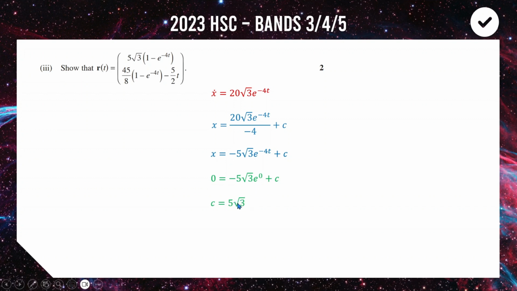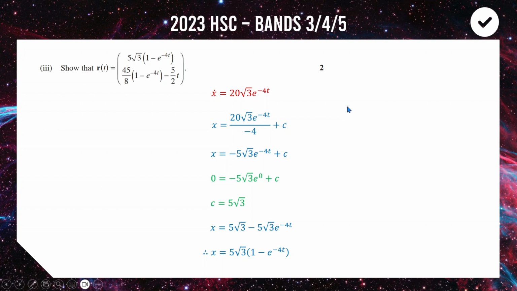Now we just put that back into our equation. We're going to put it at the front because it's positive. Okay, so c being 5 root 3 going to the front. Now we just factor the 5 root 3 out of both expressions, and we get the required target of 5 root 3, 1 minus e to the minus 4t for your x position. Okay, so that wasn't too bad. Just a bit of integrating and a bit of constants.